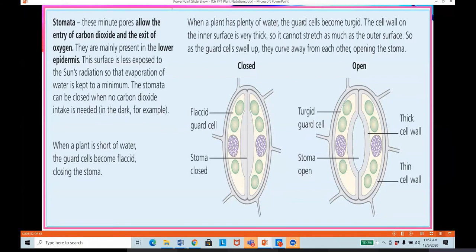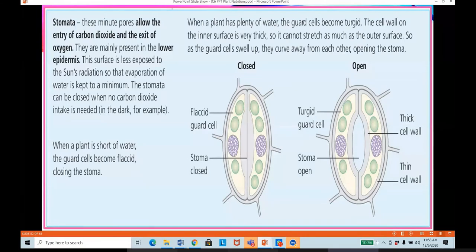It is a summary again, clearly with the picture, as to how the guard cells open and close. Can someone please read this out? Stomata: these minute pores allow the entry of carbon dioxide and the exit of oxygen. They are mainly present in the lower epidermis. The surface is less exposed to the sun's radiation, so that evaporation of water is kept to a minimum. The stomata can be closed when no carbon dioxide intake is needed, in the dark. For example, when a plant is short of water, the guard cells become flaccid, closing the stomata.